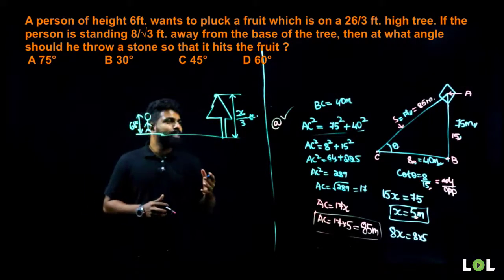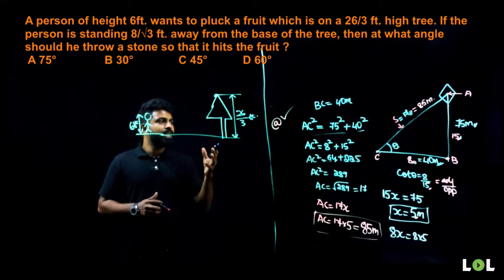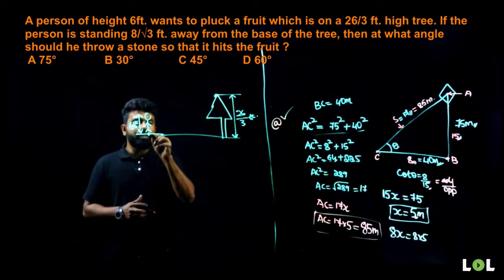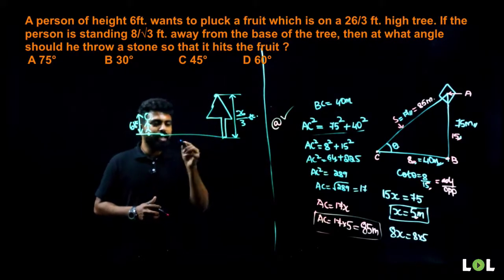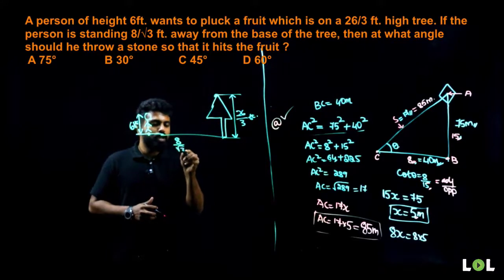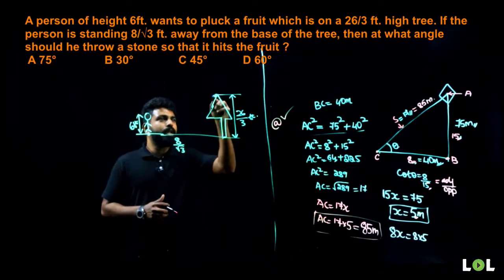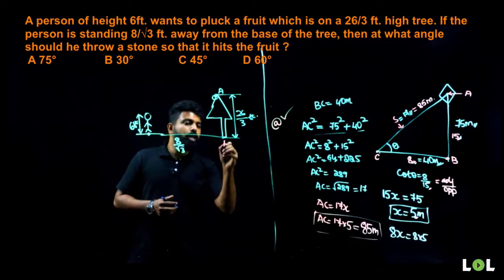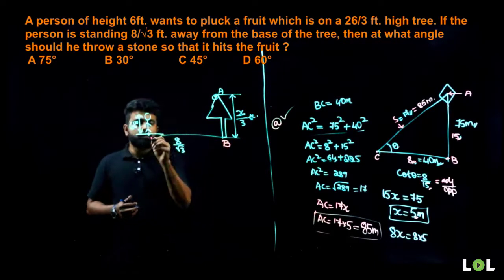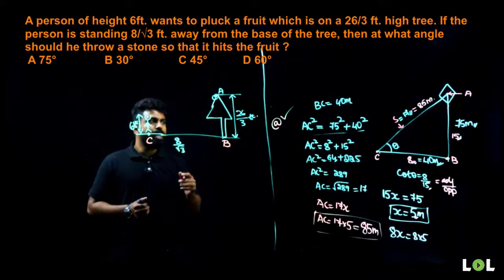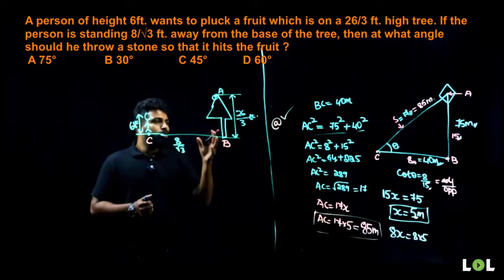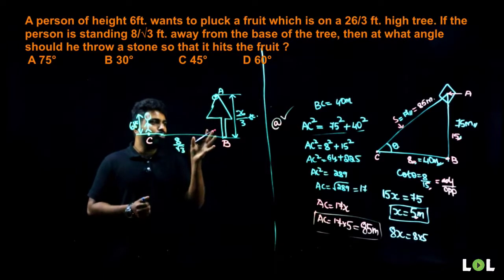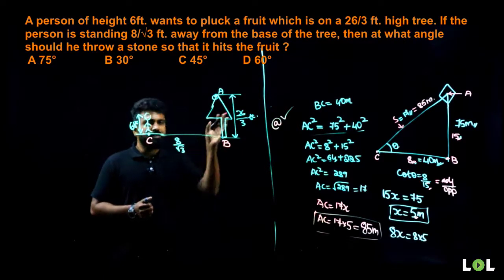So now, what is happening here? If a person is standing 8 by root 3 feet, so the distance between the person and the tree here is 8 by root 3. Now I'll consider this point here, where the fruit is, as point A. The point at the bottom of the tree is point B, and this point is point C. Now they're asking, he wants to throw a stone, and they're asking at what angle he should throw the stone so that it hits the fruit.